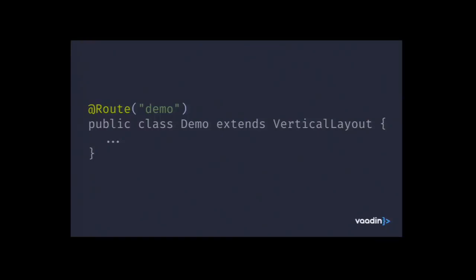Any component that we make, we can map to a URL in the browser by adding a route annotation on it. Typically, you would add a route annotation on a layout where you could then define the entire view. These can be nested. They can have parameters that you can capture and so on.